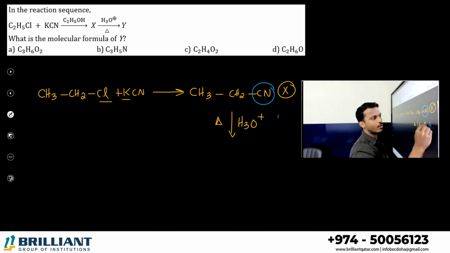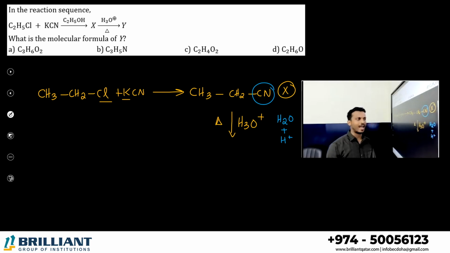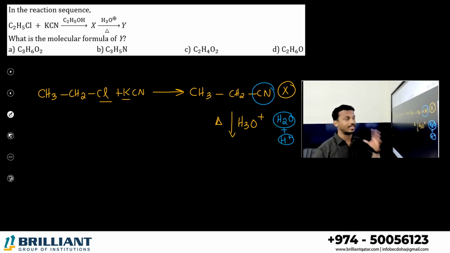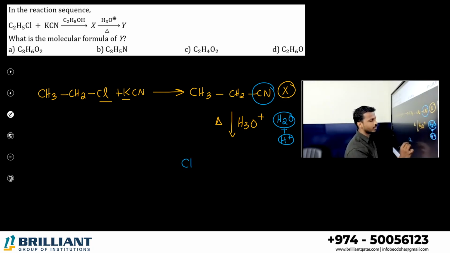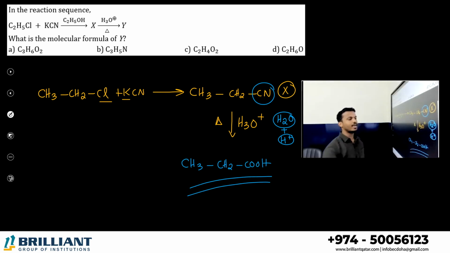H3O+ ion, how are you getting it here? H2O plus H+. Correct. Acid hydrolysis. Cyanide on acid hydrolysis is converted to carboxylic acid. Okay. CH3CH2COOH. Keep in mind, cyanide on acid hydrolysis is converted to the acid CH3CH2COOH.